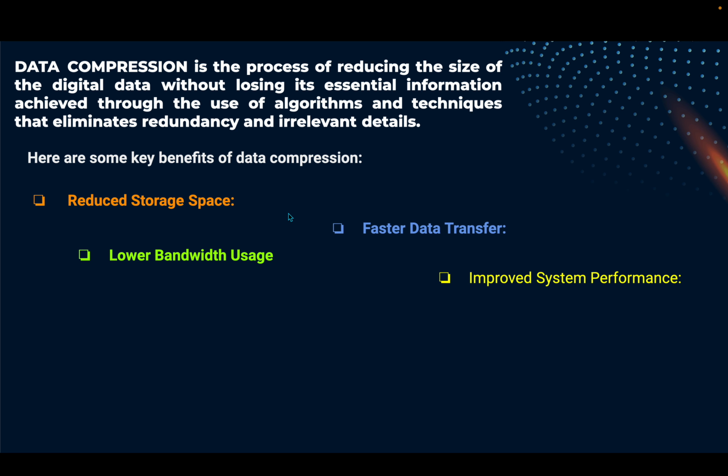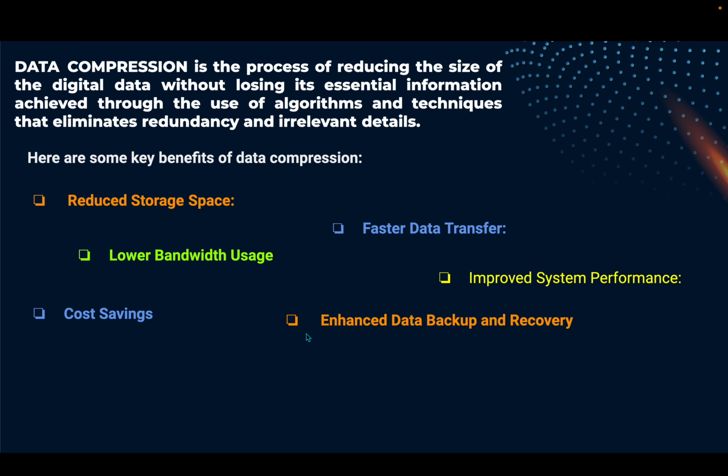Fourth is improved system performance. Data compression can enhance the performance of computing systems by reducing the amount of data that needs to be processed. This leads to faster data access, improved response times, and more efficient resource utilization, particularly in environments with constrained computational resources. Fifth is cost saving. By reducing storage requirements and optimizing data transmission, data compression can result in cost saving. It helps minimize expenses associated with hardware upgrades, network bandwidth, cloud storage, and other related resources.